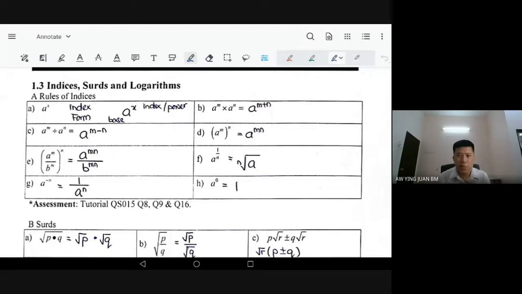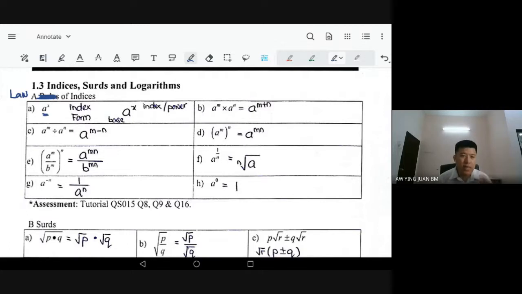Dia just ingat simbol-simbol je. So cuba tuan-tuan puan-puan bayangkan semua simbol sama. Confirm confused. Perlu tahu nama dia. So yang ini mohon tukar jadi law. Law of indices. So A, index form. Kalau kita tulis macam ni sahaja, dia bukan indices.